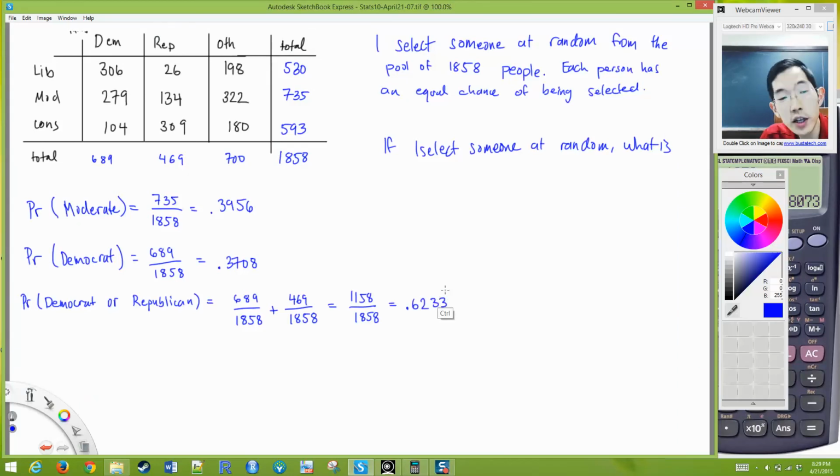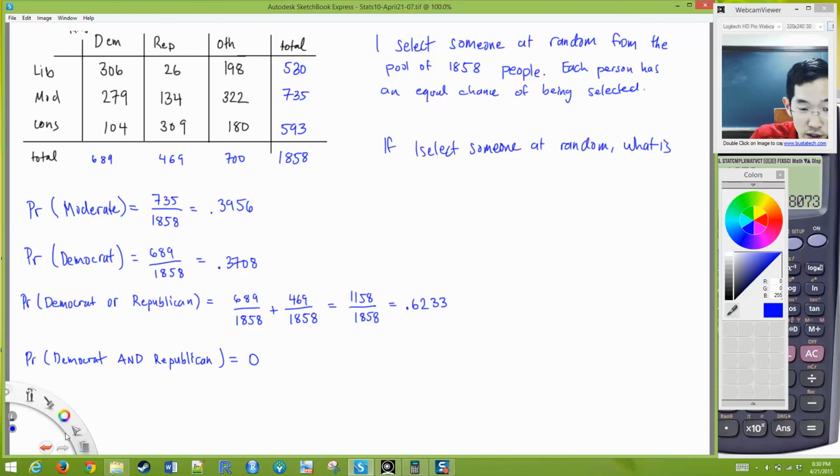Okay, it's not 0. Why is it not 0? Because it says or, okay? If I said, what's the probability that someone I select is Democrat and Republican? The answer to that is 0, because when you took this survey, you cannot have answered both Democrat and Republican at the same time. Are all of these topics okay so far?